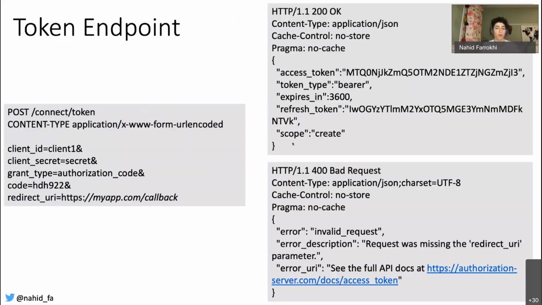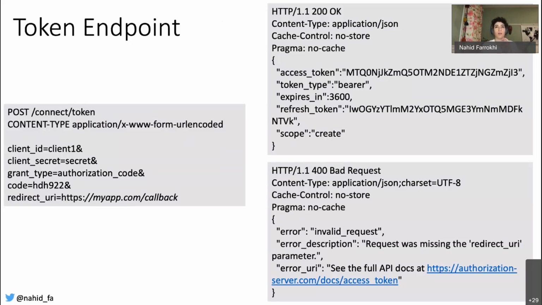And here is the token endpoint, an example of the POST to the token endpoint, with the request and also the response. On the left, you see the request to the token endpoint with the information required, and on the right, on the top, you see the successful response, and below you're going to see the error response.